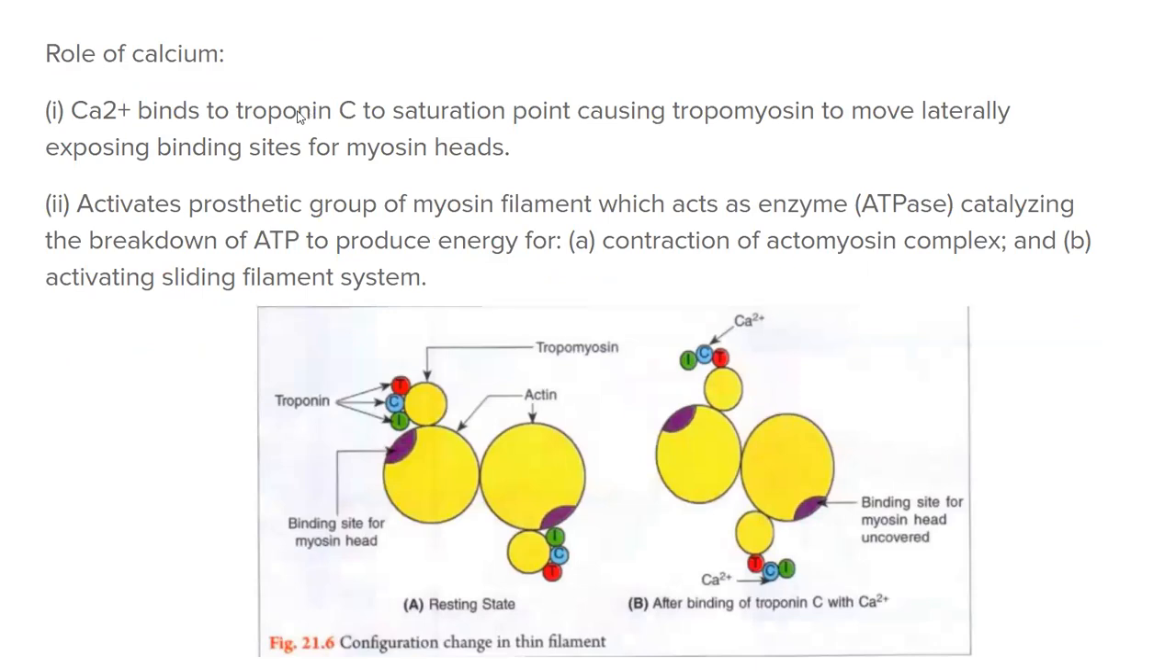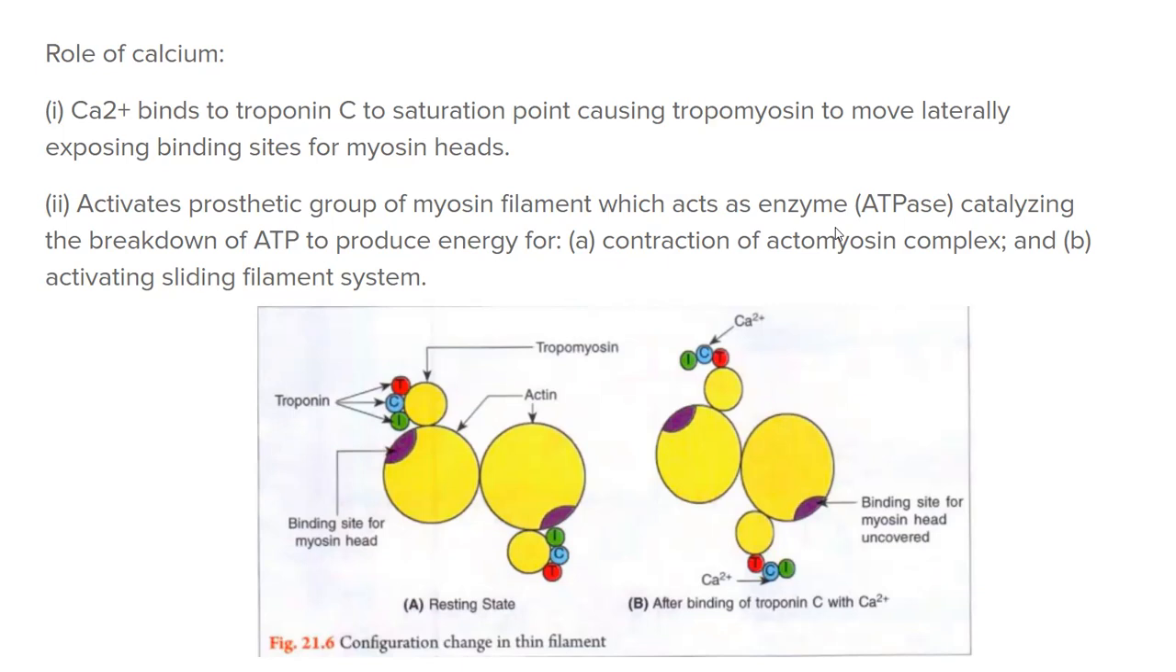Now, what does calcium do? It binds to the troponin C to a saturation point, causing tropomyosin to move laterally, exposing binding sites for myosin heads. Okay. So these troponin and tropomyosin, their function is to protect the actin and keep the muscles at rest. That's how these TT elements work. Now, not only that, it activates the prosthetic group of myosin filament, which acts as an enzyme.